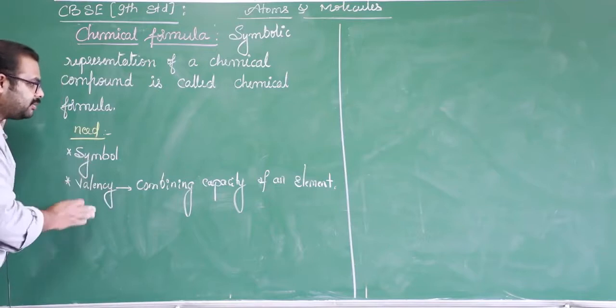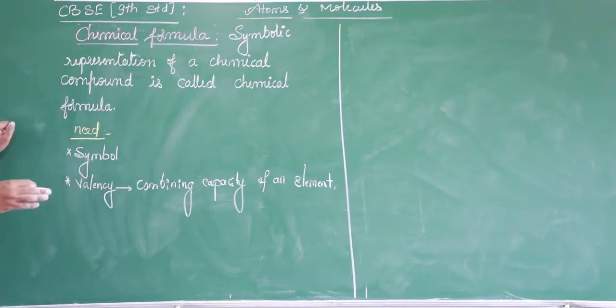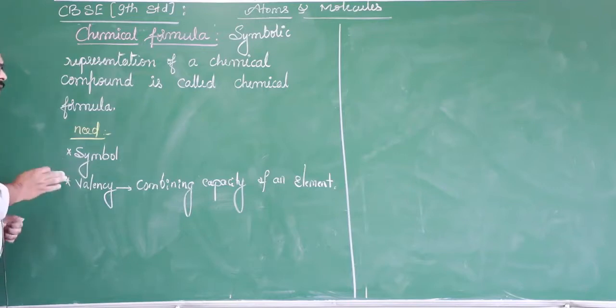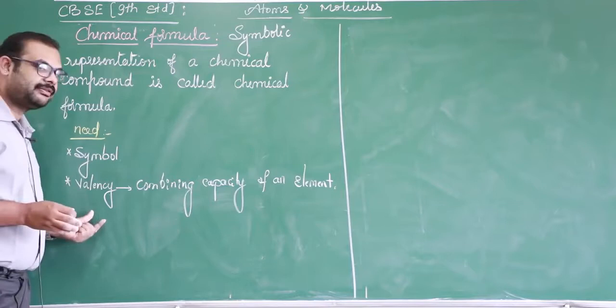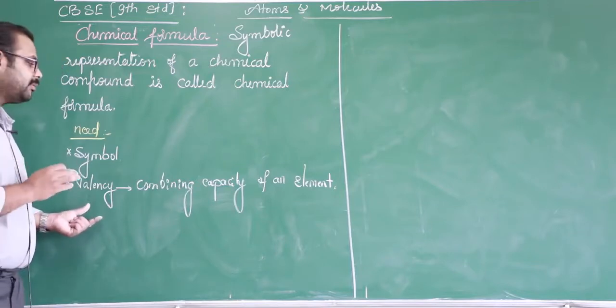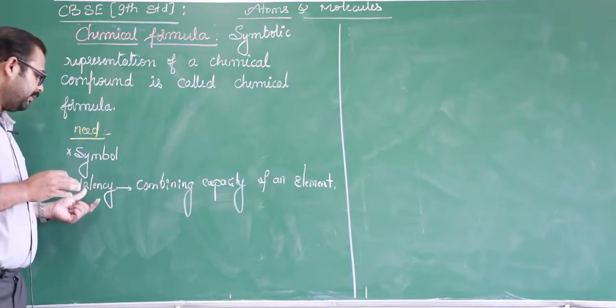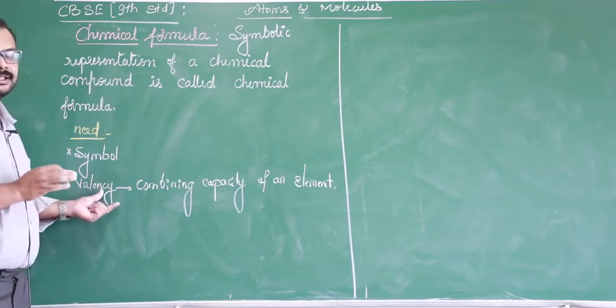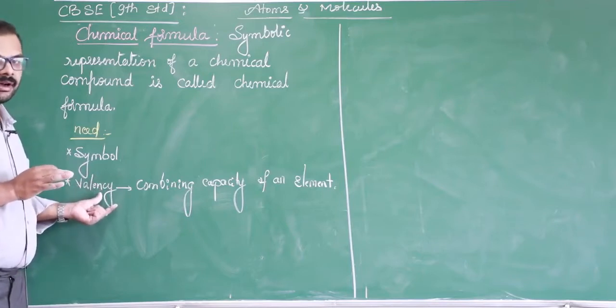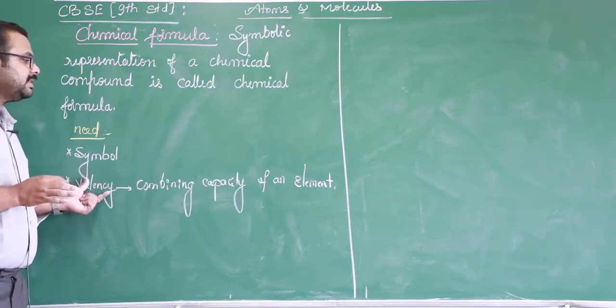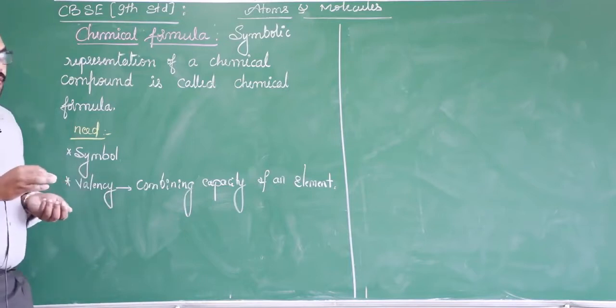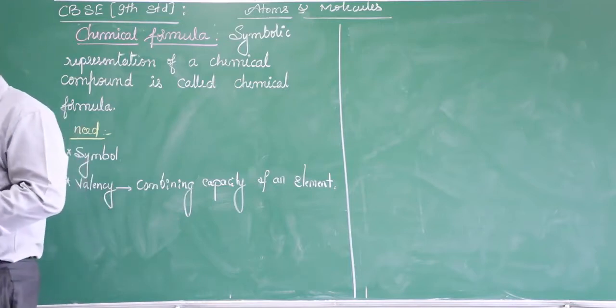These two are very essential for writing the chemical formula, and there are a few procedures that we have to follow. Now we will discuss the valency of different elements, and you have to remember this. If you remember the valency and the symbol, then it is easy to write the chemical formula. So this concept is very important. Now I'll give different examples.